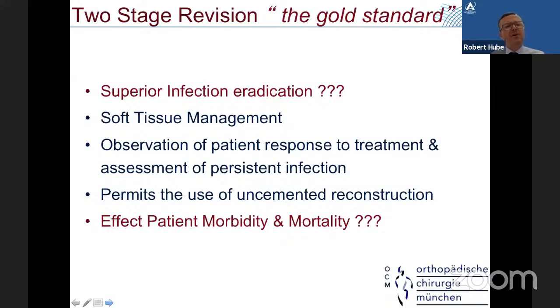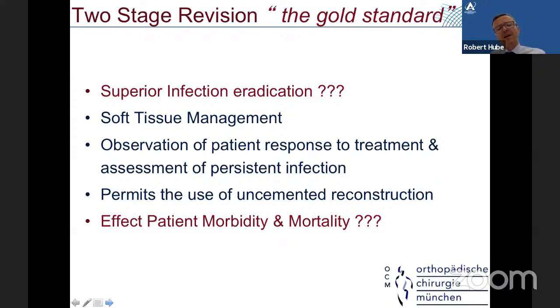But do we really have a superior infection eradication? Probably not. Soft tissue management is easier. Why? Because you have the possibility to do a thorough debridement two times. So you can mechanically bring the number of bacteria down two times. Soft tissue management is easier, observation of the patient response and treatment, assessment of persistent infection, and it permits the use of uncemented reconstruction. There's no data for it. You can do one-stage also uncemented.